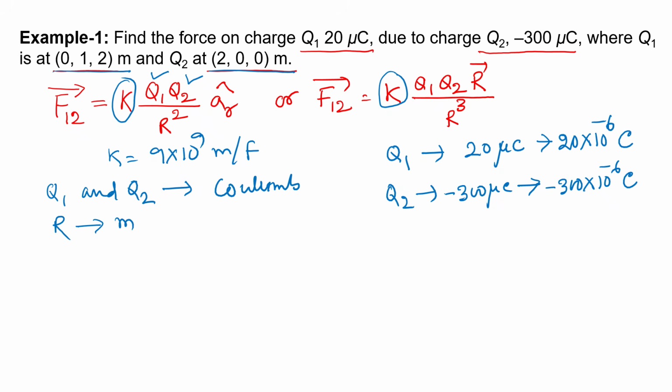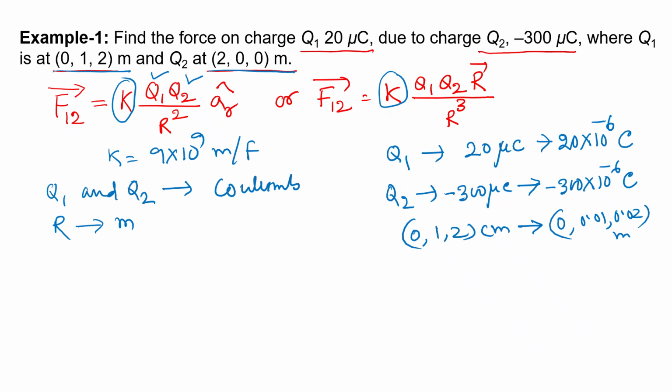For example, in some question it is given as 0, 1, 2 centimeter, then we should be converting it into 0, then 0.01 and 0.02 meter, and then only we should be using these values for calculating distance or unit vector, whatever. Okay, so these are the important points that we should keep in mind while solving this problem.